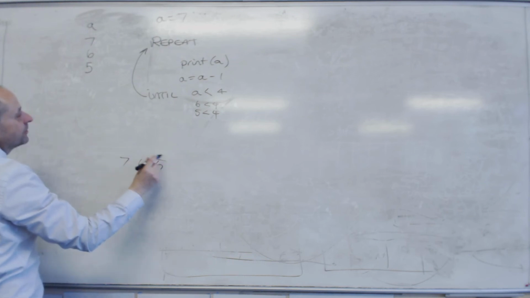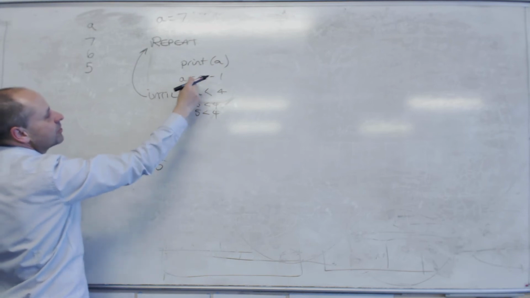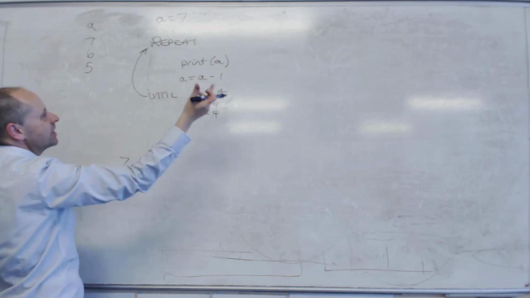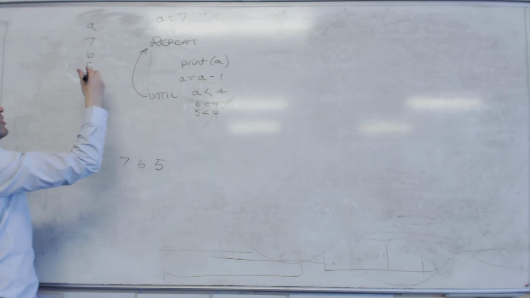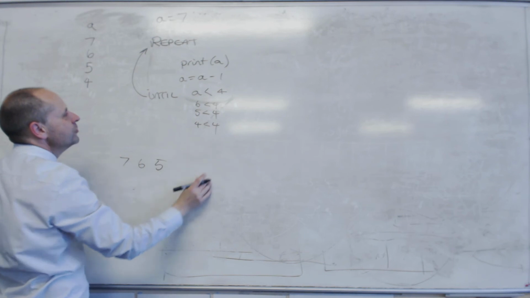So we look up value of A, which is 5. Then we do this. So the decrement bit. So we look up A, 5, take 1 away, it is now 4, store that in A. We get to this. Is 4 less than 4? No.